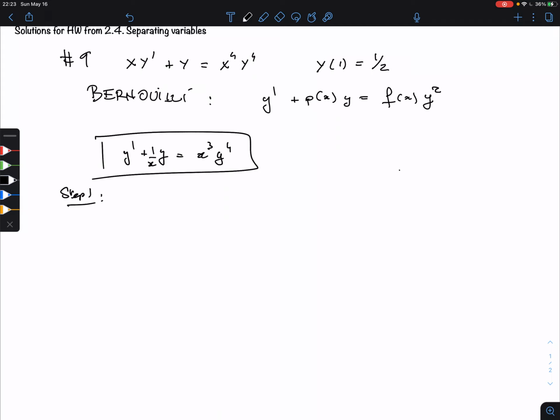What we need to do is find the complementary homogeneous equation. That would be y prime plus 1 over x y equals 0. And what we want is some solution.